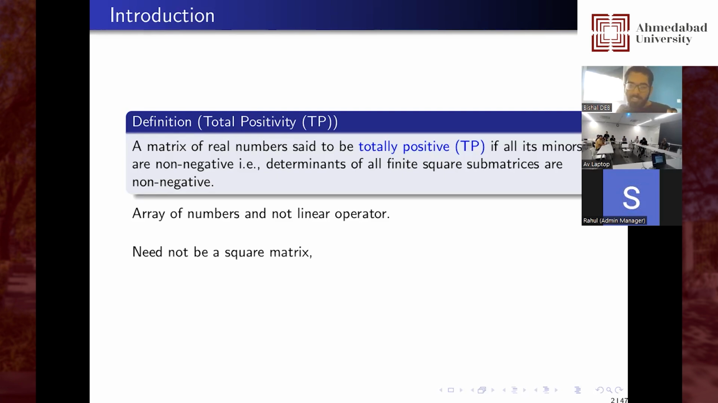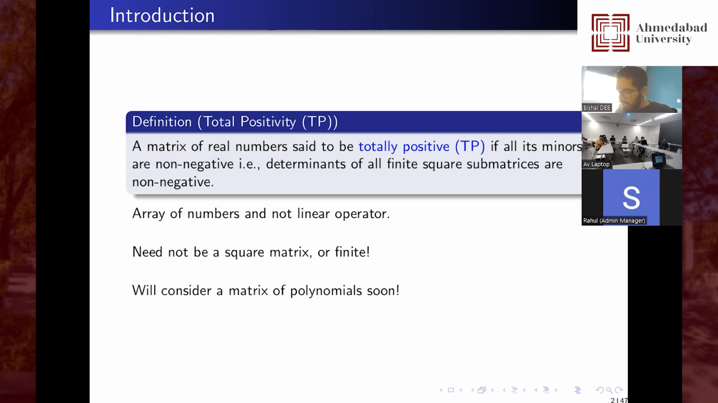Also, notice that in the definition, I have said nothing about the shape of the matrix. It need not be a square matrix. In fact, it need not even have finitely many rows and columns. This definition will still hold if you have a matrix with infinitely many rows and columns, as long as you ensure that all finite submatrices have non-negative determinants. And we will soon upgrade this property, and instead of considering real numbered entries, we will look at polynomial entries.